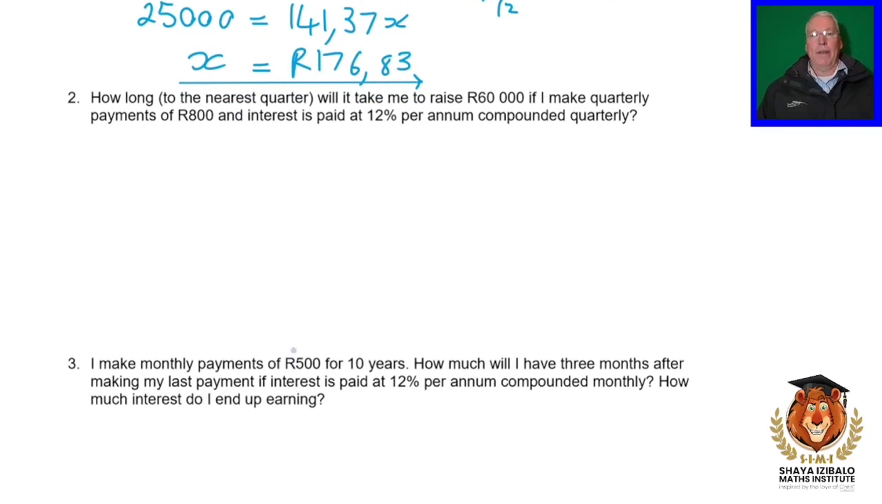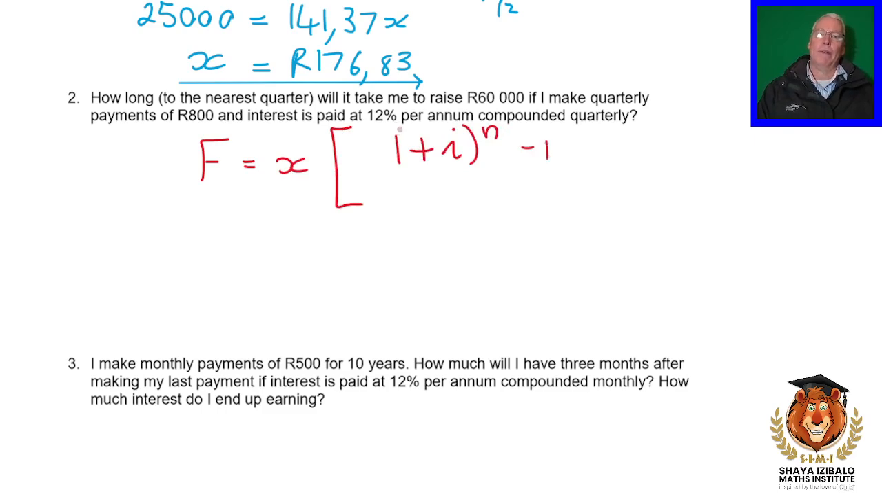Okay, the next one asks how long will it take to raise some money. There we've got, this time the payments are quarterly, but notice that the interest rate is there. Let's write the formula down again. F equals X, square brackets, 1 plus I to the power of N minus 1 over I.